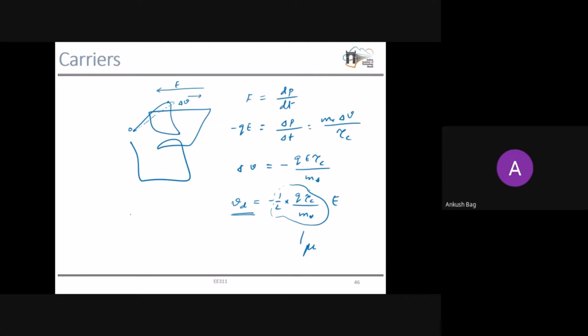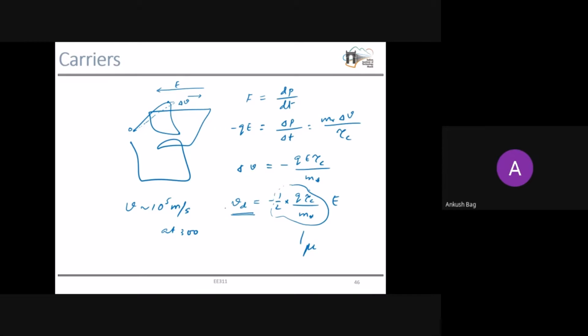Previously we quantified that random motion, and it came out of the order of 10 to the power 5 meter per second at 300 Kelvin. That random velocity will not lead to any actual current. Now when we apply an electric field, this drift velocity comes in, and whether its value is very large, very small, or average, we'll try to understand.